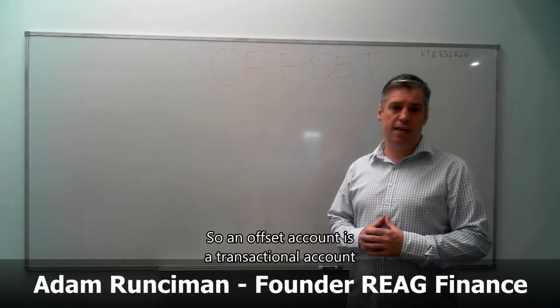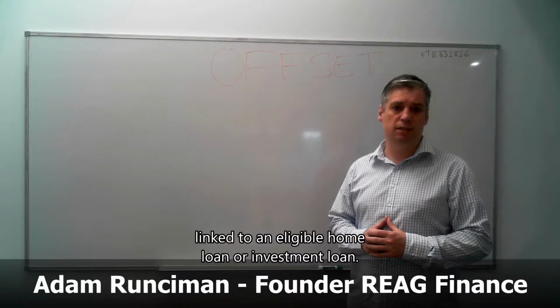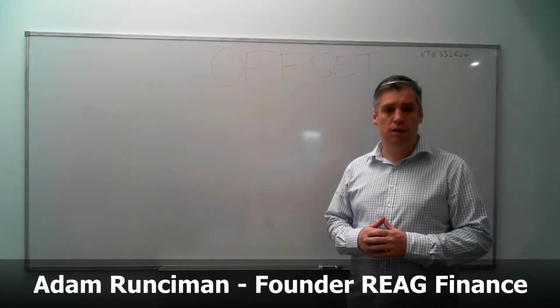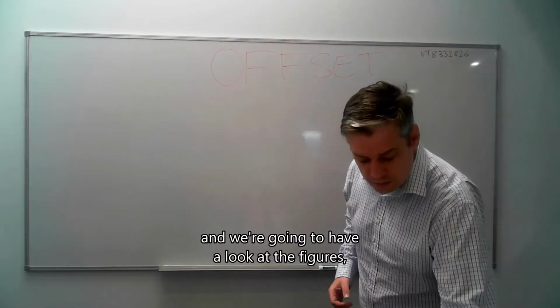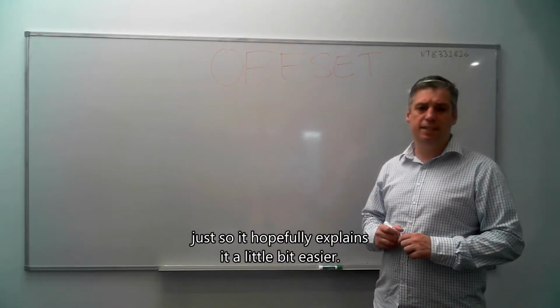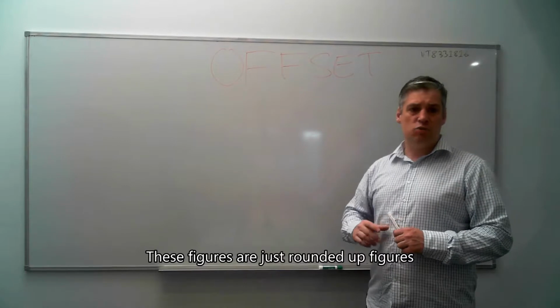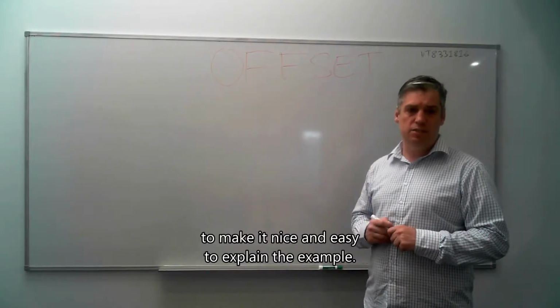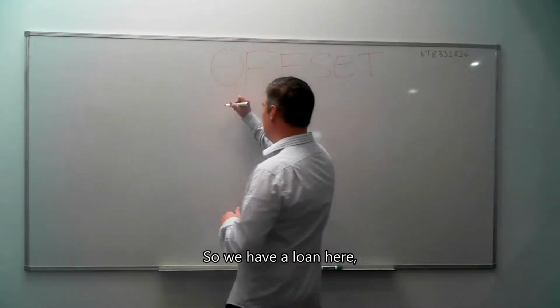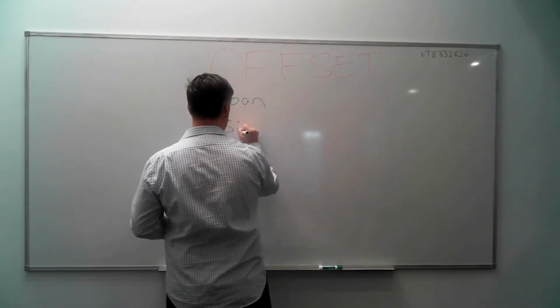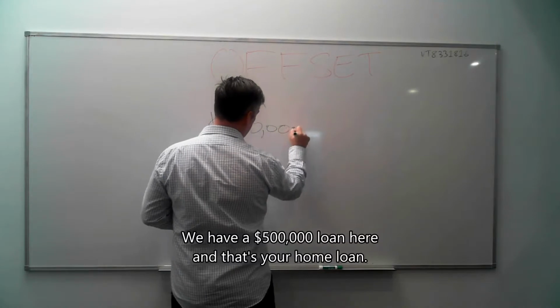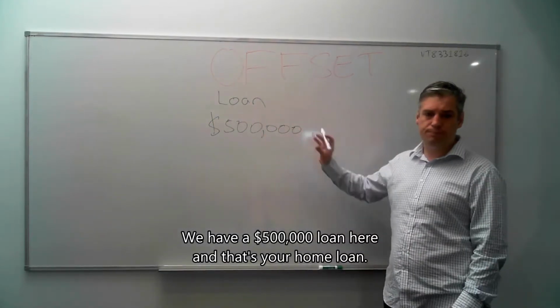So, an offset account is a transactional account linked to an eligible home loan or investment loan. I'm going to use the whiteboard and we're going to have a look at the figures, just so it hopefully explains it a little bit easier. These figures are just rounded up figures to make it nice and easy to explain the example. So we have a loan here, and I apologise for my back being to the camera. So we have a $500,000 loan here, and that's your home loan.